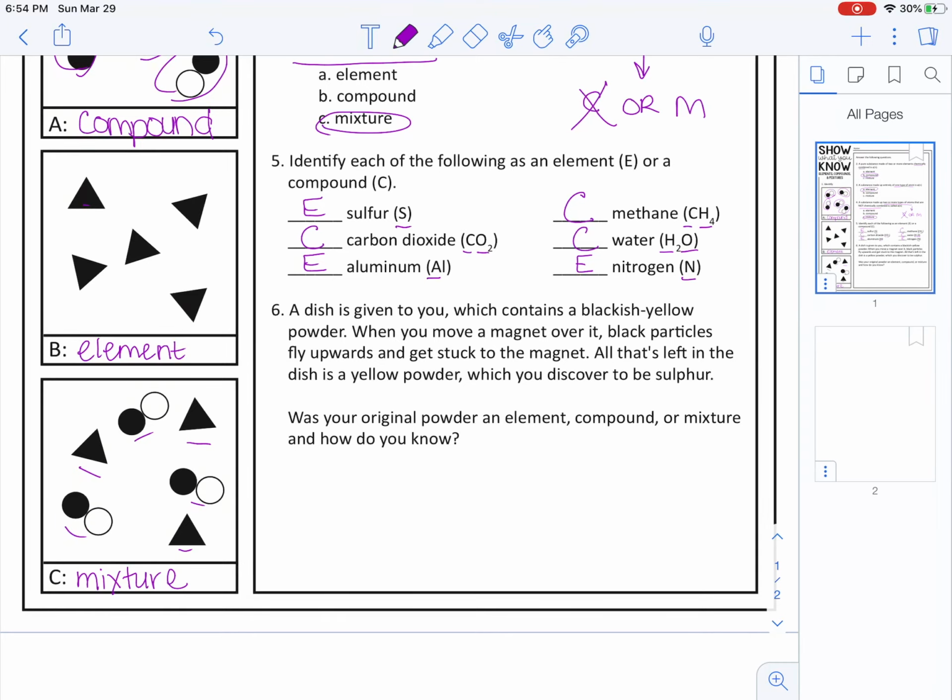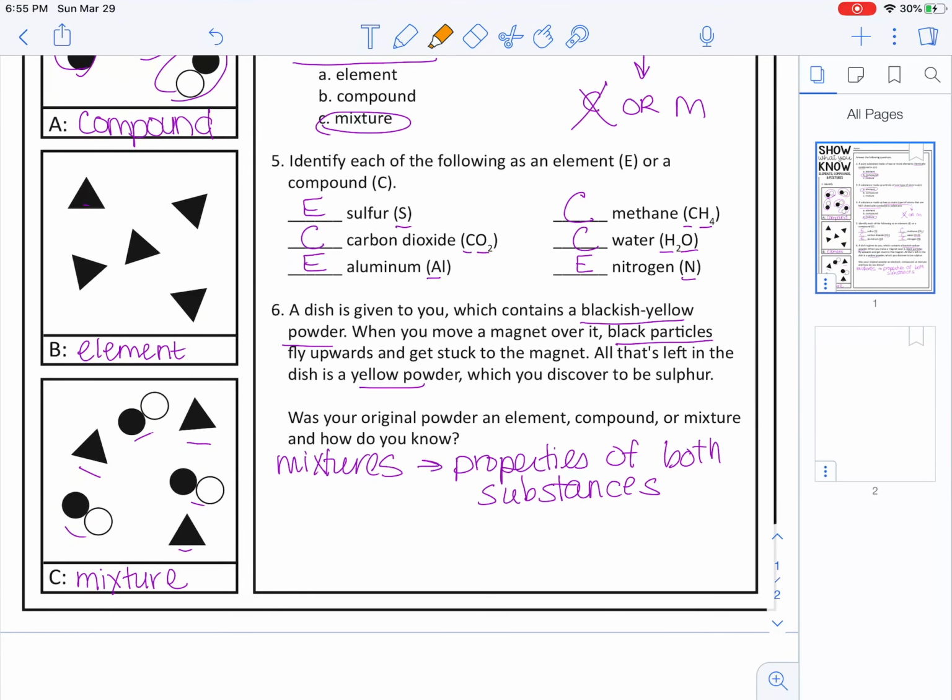So originally, I had a blackish yellow powder. And when I moved the magnet over it, the black pieces came up, and all that was left was a yellow powder. When we did our notes before, we talked about how mixtures often have properties of both the substances that are in them. They also are not chemically combined, so they can be taken apart by physical means.